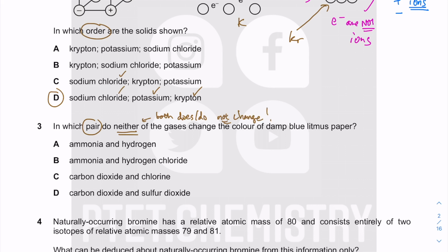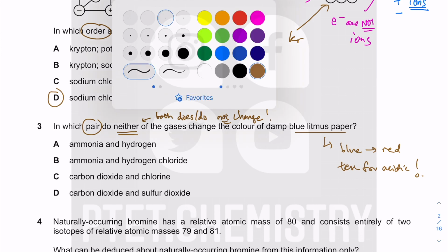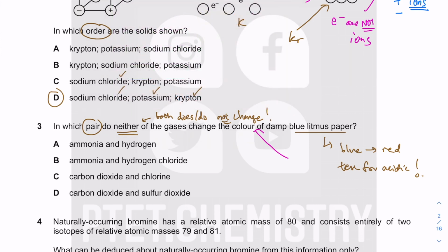So does not change the color of blue litmus paper. So blue litmus paper turning to red is a test for acidic gas, or acidic impurity or acidic substance. So we're looking for something which is acidic. So therefore, we are looking for something which is acidic. So do not change.